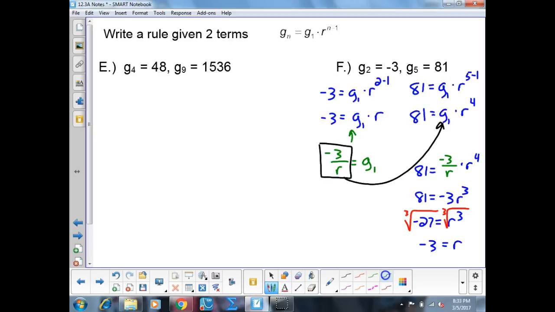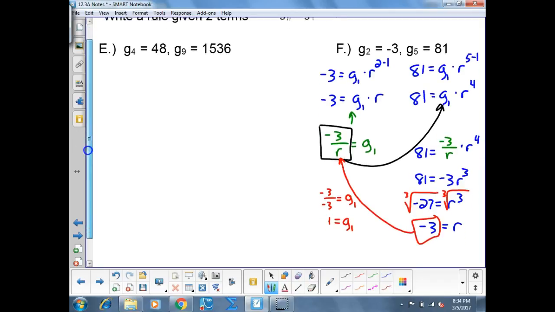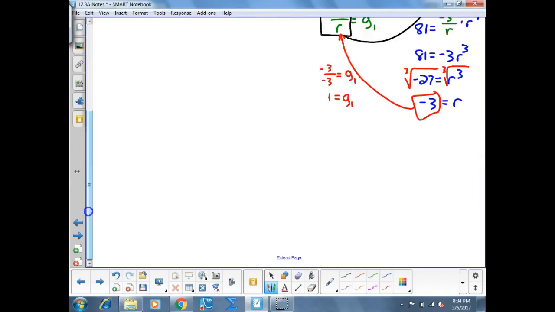Then I'm going to take that and substitute it back into there, and I'm going to say, well, negative 3 divided by negative 3 is my first term, so in this case, 1 is my first term. Now I have everything that I need to write my rule, and my rule would be g sub n is equal to 1 times negative 3 to the n minus 1 power.